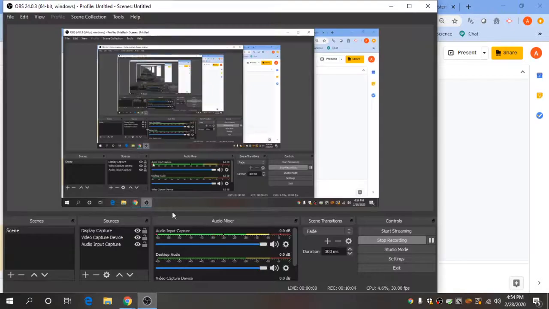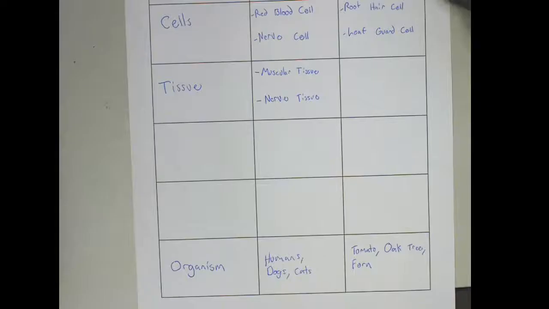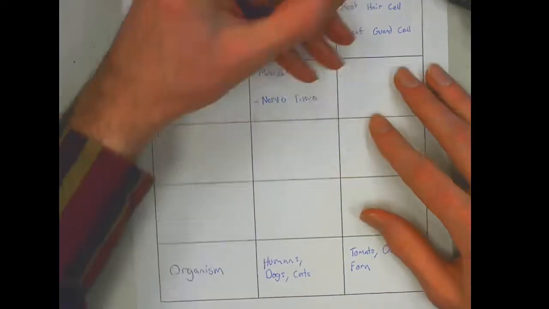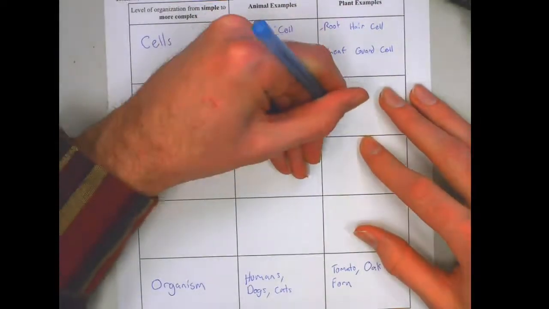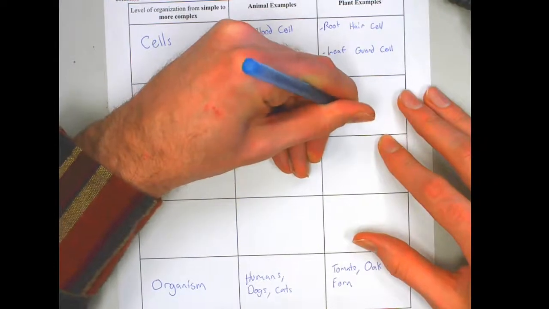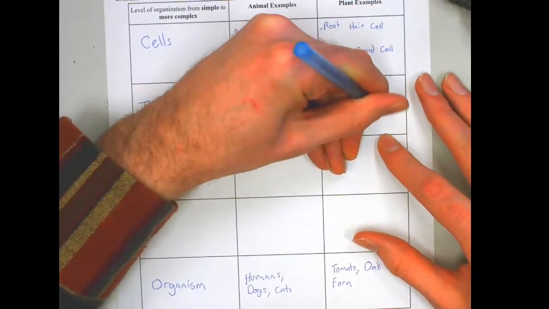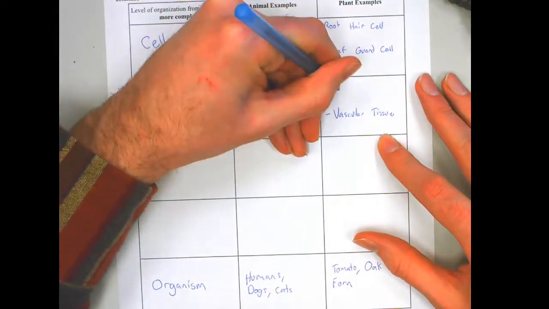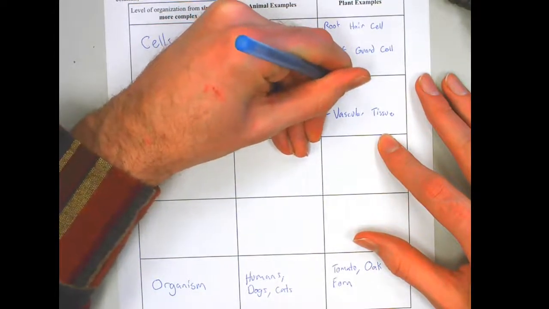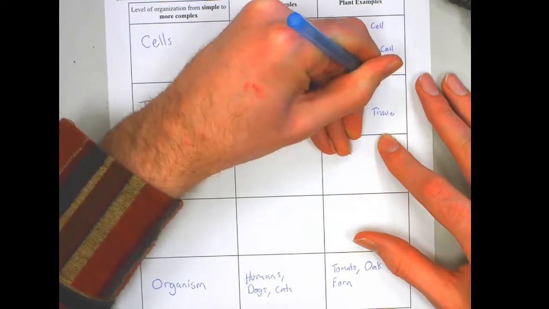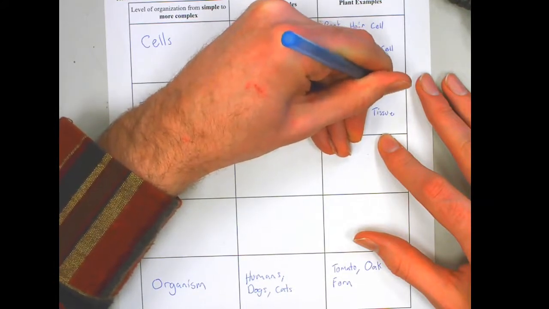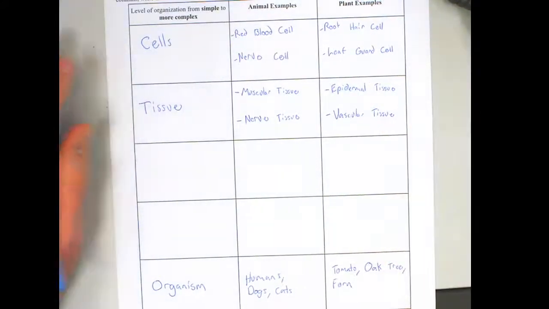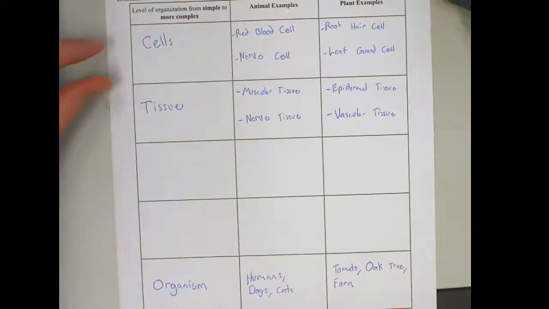Okay, let's flip to the notes. I think we had vascular tissue, and I think the other one was epidermal tissue. Okay, so we've got that. We're two thirds of the way through.